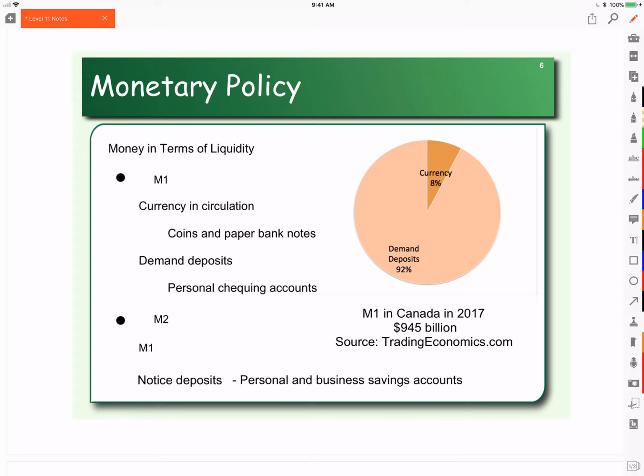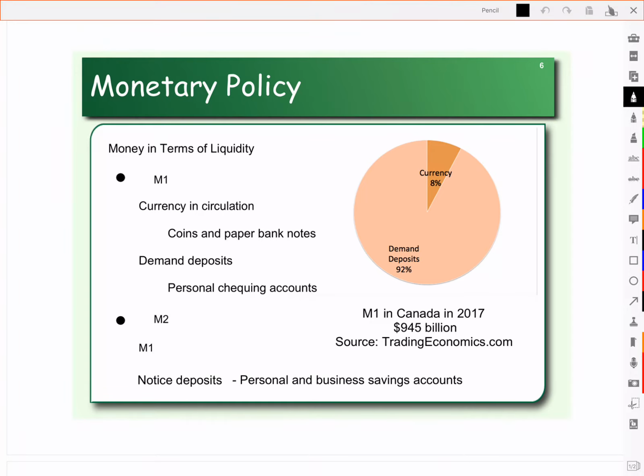When we look at our money, we can classify our money according to liquidity. When we talk about liquidity, we're talking about how quickly we can turn it into cash. So how quickly can we turn it into something that we can spend? So we have different levels of money in terms of its liquidity.